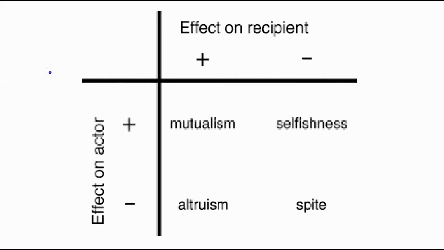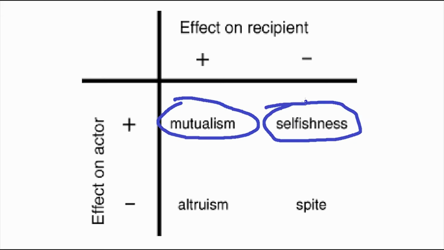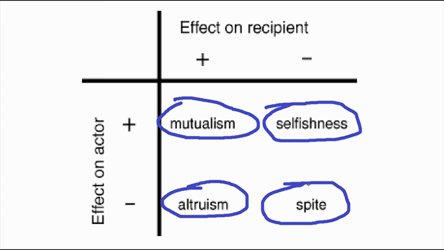Assuming the behavior is positive for the actor, it's called mutualism when it also benefits the recipient, and selfishness when it hurts the recipient. These two are easy to see why they would evolve. On the other hand, if the behavior is negative for the actor, it's called altruism when it helps the recipient, and spite when it hurts them. It's a bit harder to understand why these behaviors evolve.